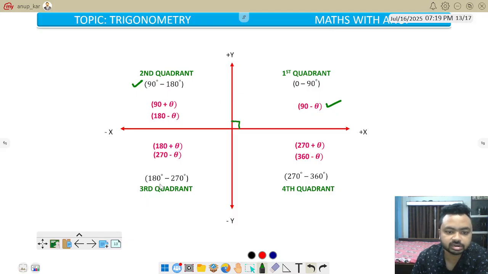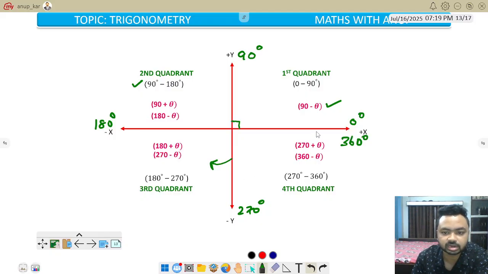In the third quadrant we can denote it as 180 degree to 270 degree, anything more than 180 degree or anything less than 270 degree. This is my 270 degree. I am denoting it: this is my 0 degree, this is my 180 degree, this is my 90 degree, this is my 270 degree. 0 degree or 360 degree you can tell. Here it is 270 degree plus theta or less than 360 degree. So this was the basic explanation regarding the quadrant rule. Further let's proceed.